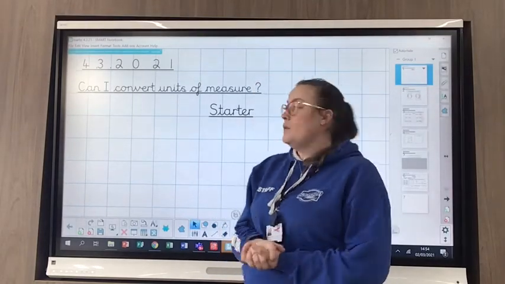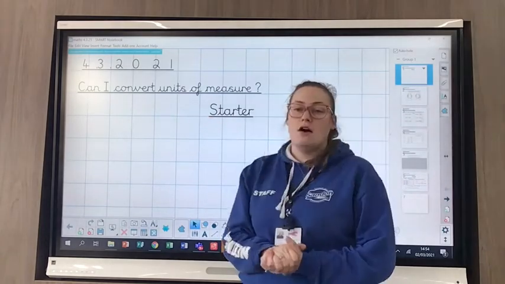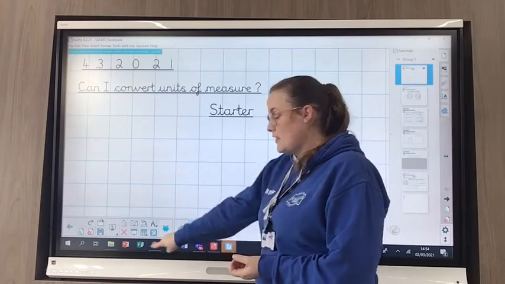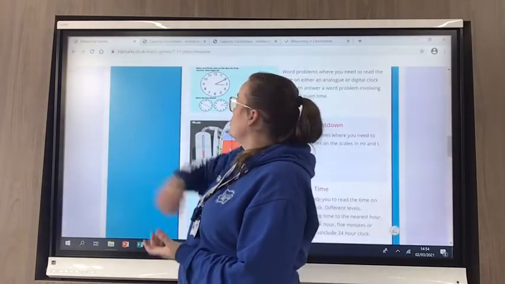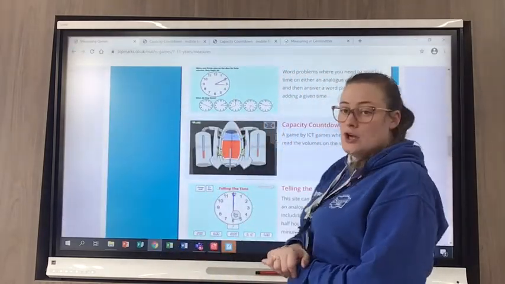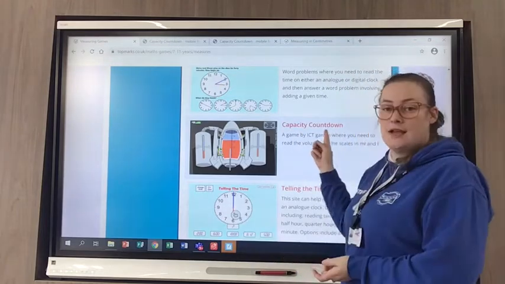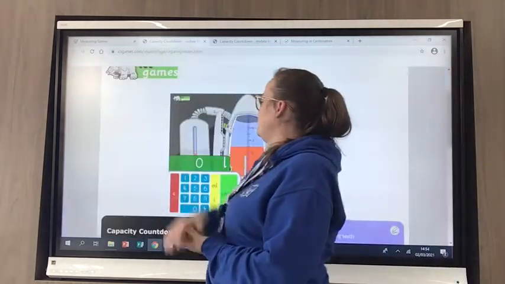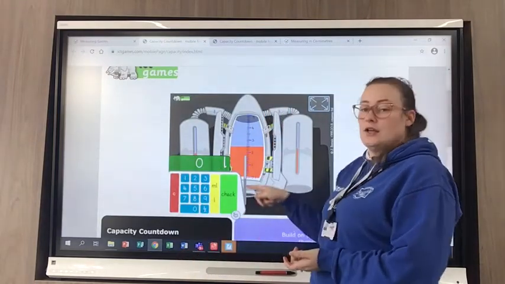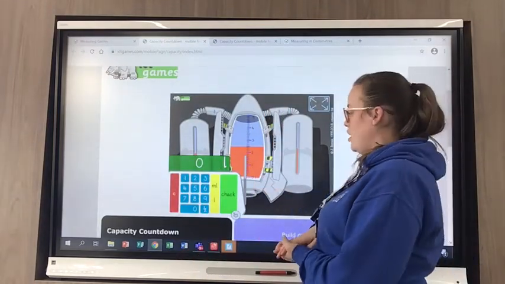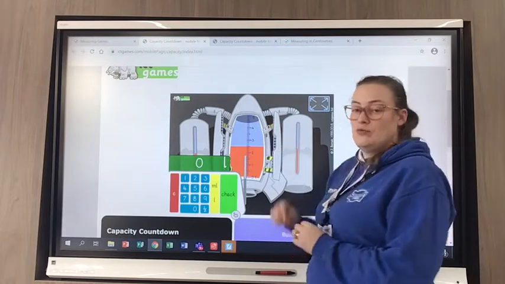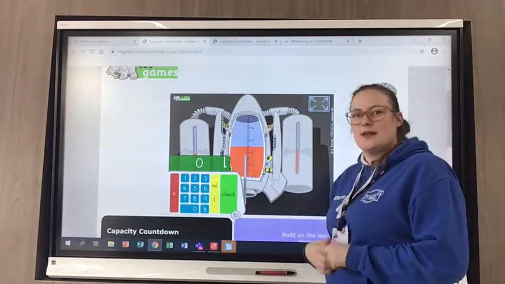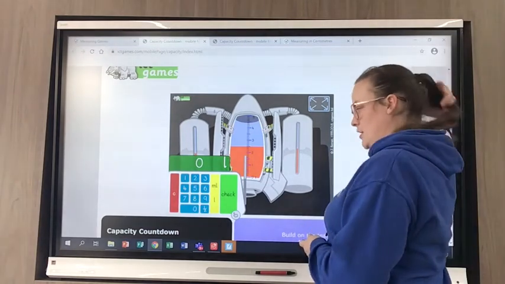Now today we're going to be converting our units of measure. Before we do this, I would like you to go onto Google please and type in Top Marks capacity countdown. Once you've done that, you're going to end up with this rocket here. You've got to read the scale, so it's very important that we know how to read scales as well as converting those units of measure.